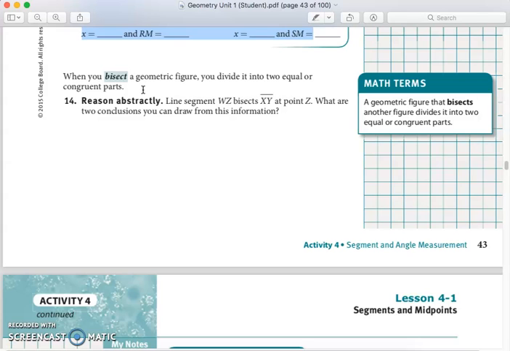You got to divide it into two equal pieces. So in geometry, anytime we say that something bisects something else, we mean that it cut it into two equal pieces. So see if you can use that knowledge to figure out an answer for question 14 right here.